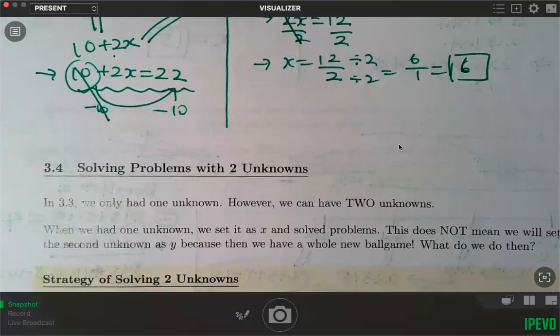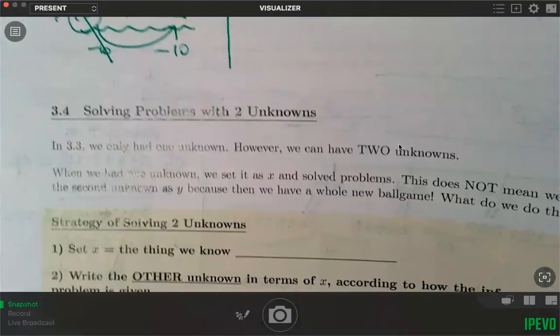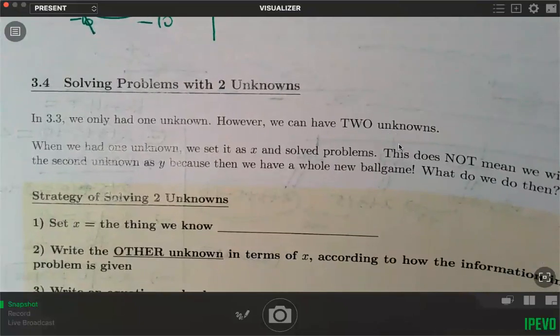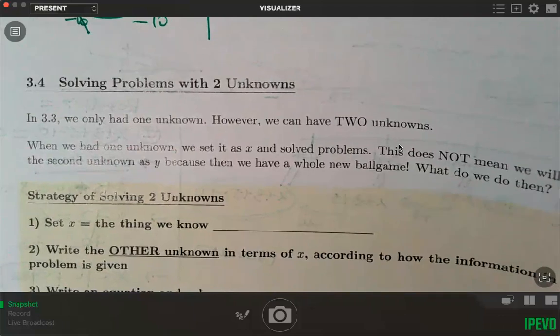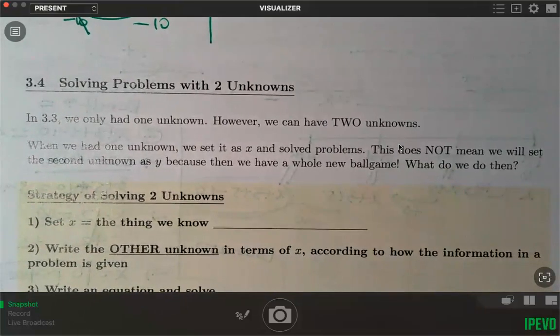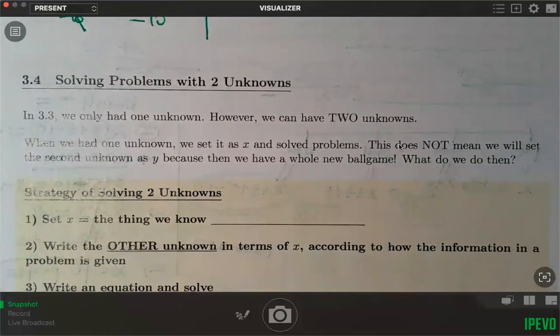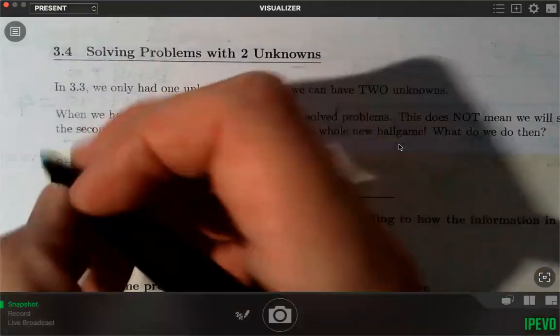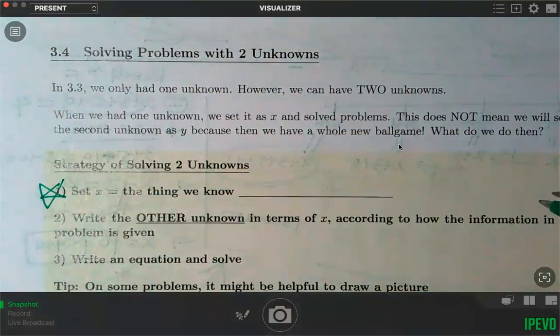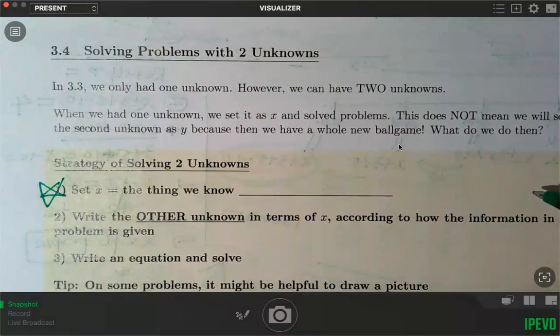Okay, so when we had one unknown, what do we do? Set x to be the unknown, right? So if we have the second unknown, do we set the second unknown to be y? I mean, we could, but we don't. Okay, so we want to keep our x as it is. So we don't want to insert one more variable just because we have another unknown. So what do we do? Here is a strategy. Only one of them can be set equal to x. So what do we set x to be? X is equal to the thing we know the least.